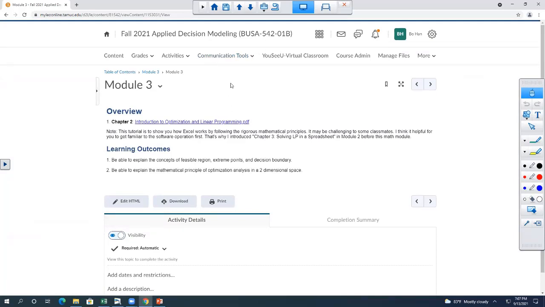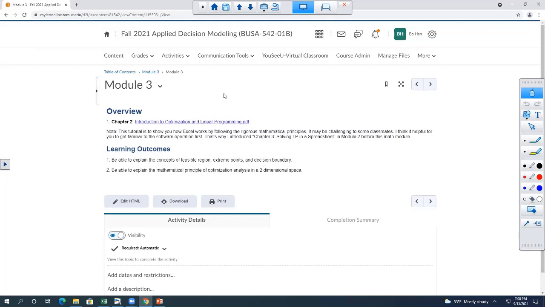Yeah. I was curious why chapter 2 is in module 3. The reason is I introduced chapter 3 first because it's more intuitive. It's software operation. It's visible, everybody can see. So once you get a sense about optimization analysis, let's go back to chapter 2 and talk about the mathematical principle. I think the author can sell more copies if he used my order, right? From the easy part to the more advanced part.